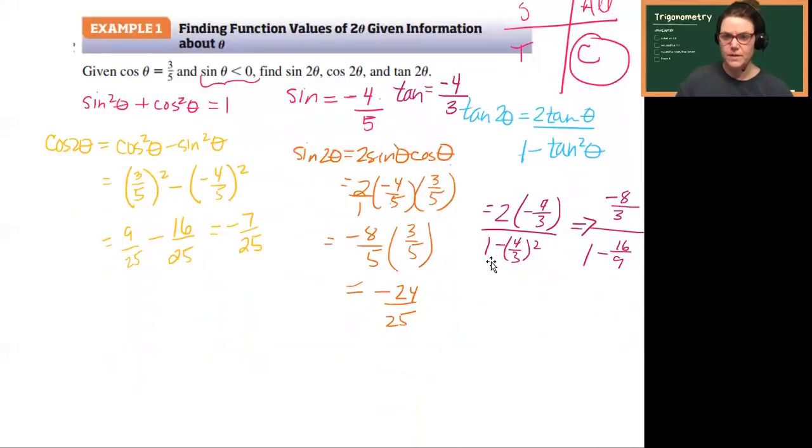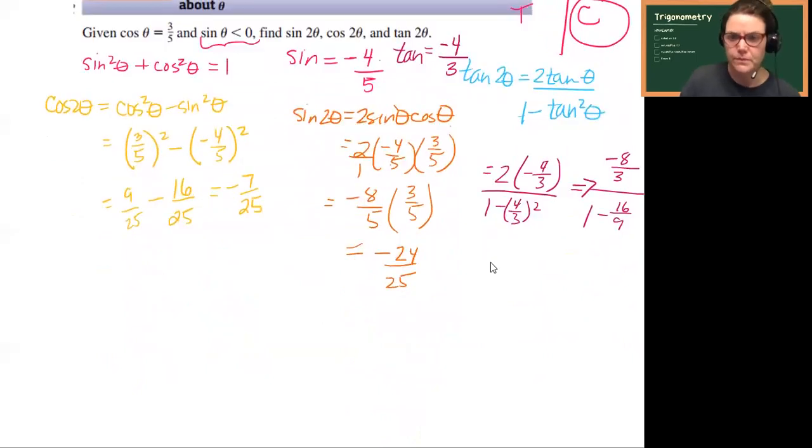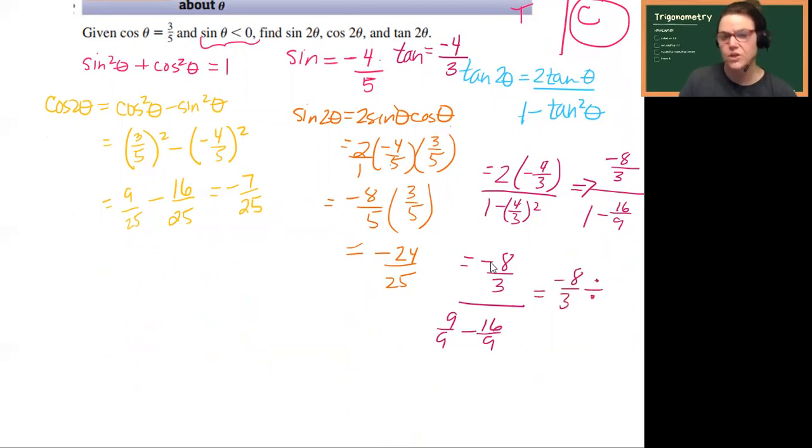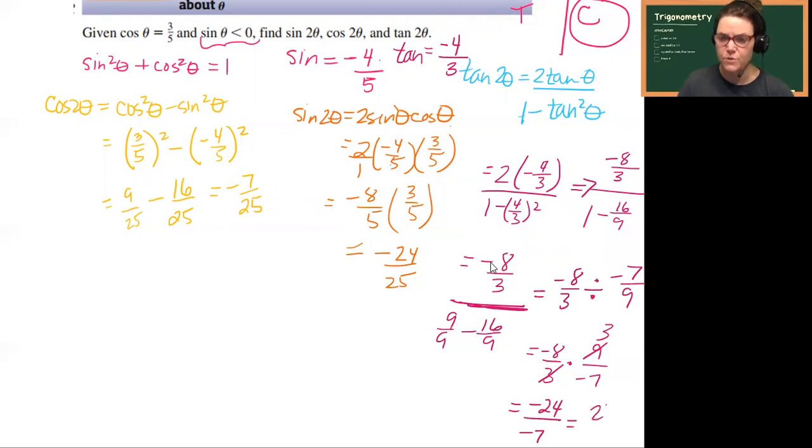Let me scroll just a little bit, get myself a little bit more room. So I have negative 8 thirds over 9 ninths minus 16 ninths, which is negative 8 thirds. I'm now changing this fraction bar into just a division symbol, divided by negative 7 ninths. If I keep, switch, flip, simplify that, I get negative 24 over negative 7, which is 24 sevenths. And that is all for that one.